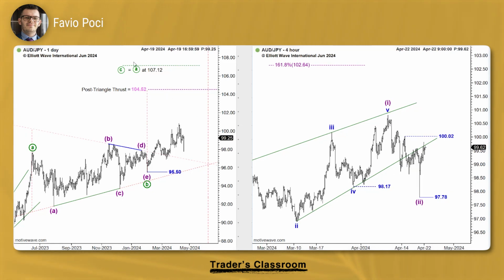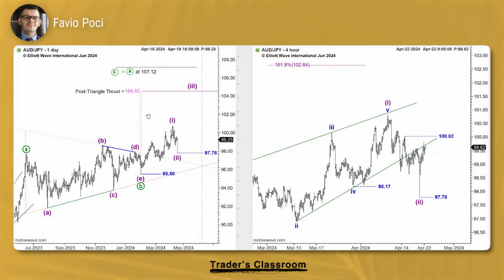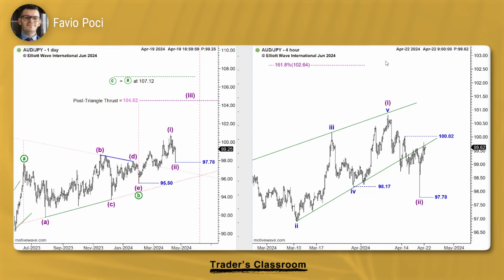We have another new setup to play with. We can adjust the internals here on the daily and the weekly. We can put the labels. We have a new target. The projections for wave 3 will probably be higher than the post-triangle thrust. But anyways, we will have the post-triangle thrust as our initial target, so we're not concerned that much with a 1618 multiple.